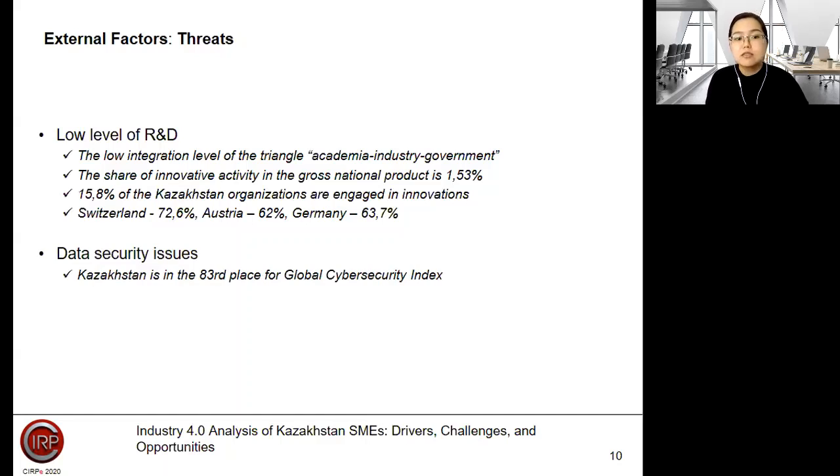Next, data security issues appeared almost with the boost of the internet and can still be considered very significant. In 2017, Kazakhstan was positioned 83rd in the global security index, which is quite low. Also, the low level of intellectual property rights within the country and almost no legislation about online data property make it one of the main reasons that disrupt the adoption of cloud technologies in companies.